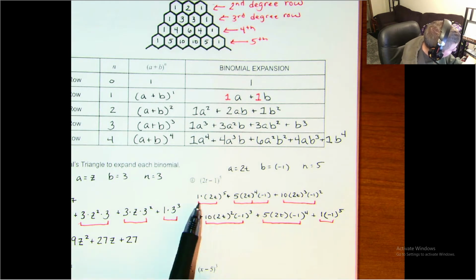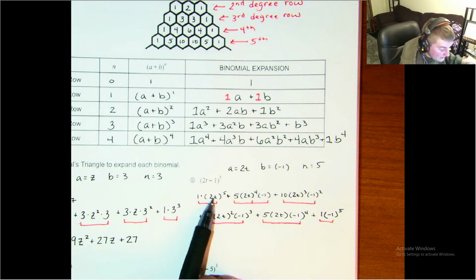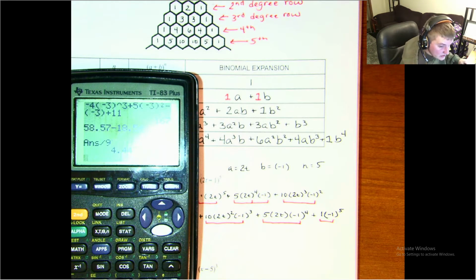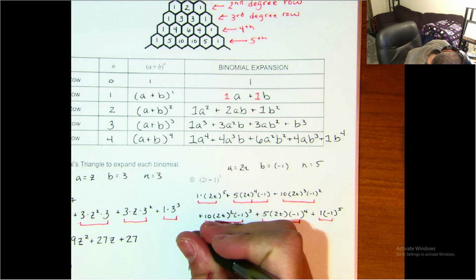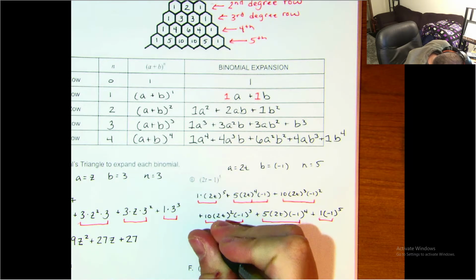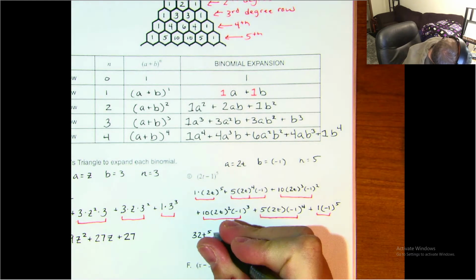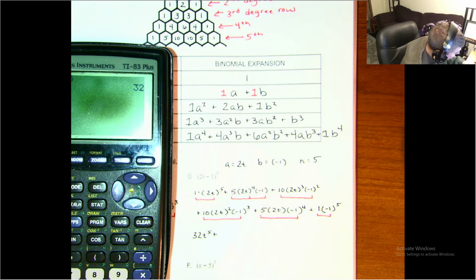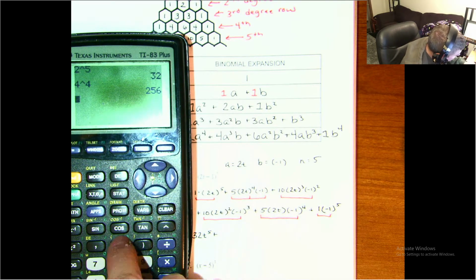Okay, so here we have to go 1 times 2t to the 5th. So I have to figure out what 2 to the 5th power is, which is 32. So this first cell is 32 times t to the 5th power, plus, here we're going to have to go 2 to the 4th power, and then times -1 and then times 5.